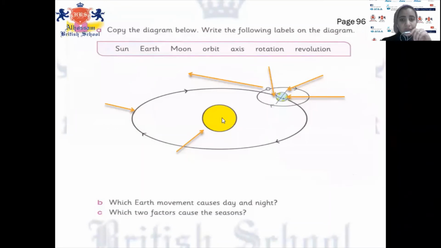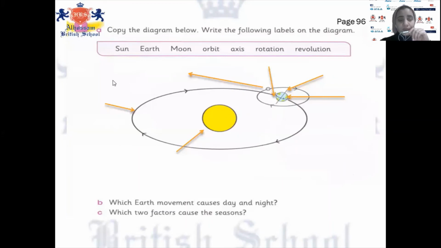Where is the earth? The earth moves around the sun. Excellent. Where is the moon? Beside the earth, the very small circle here. This is the moon. Okay. Thank you, Ahmed. Thank you, Adham. Complete. Where is the axis? Where is the rotation? Where is the revolution?